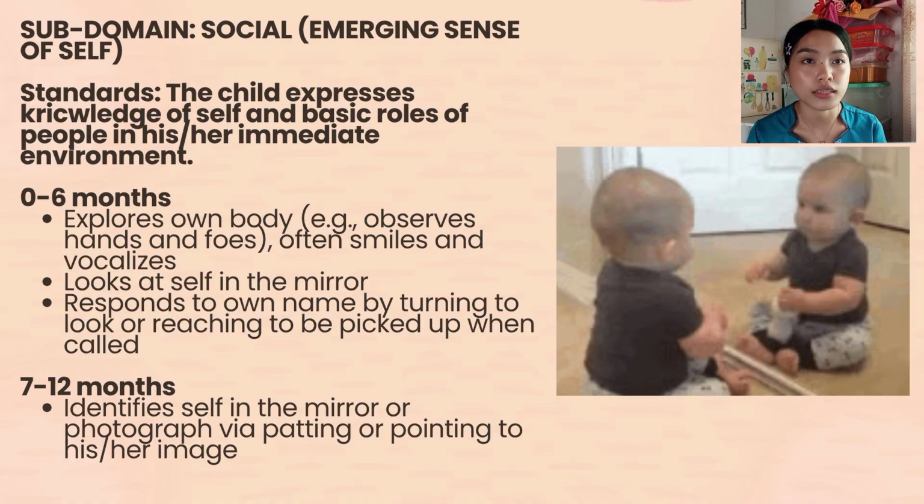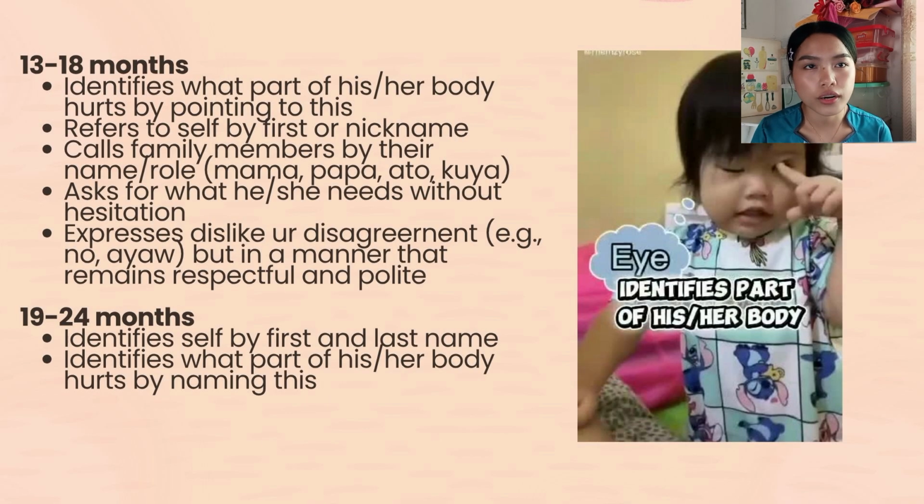Okay, and then we have here 7 to 12 months: identifies self in the mirror or in a photograph by patting or pointing to his or her image. So not just in the mirror but also in a photograph. If he or she sees himself or herself in the photograph, they can already point and say this is me. Now, 13 to 18 months: identifies what part of his or her body hurts by pointing to it, and refers to self by first name or nickname.